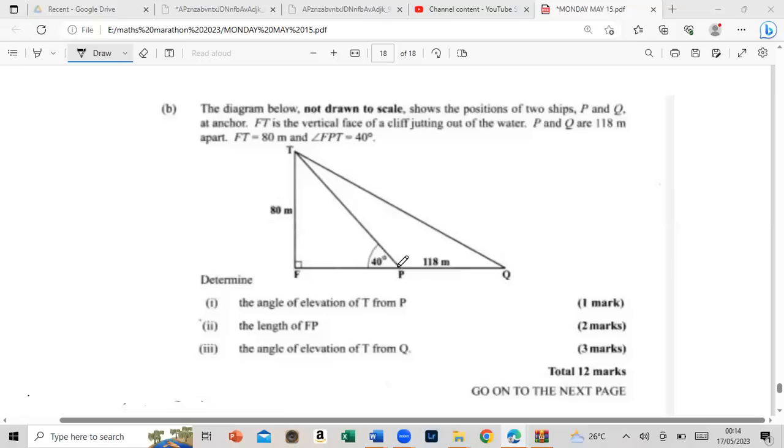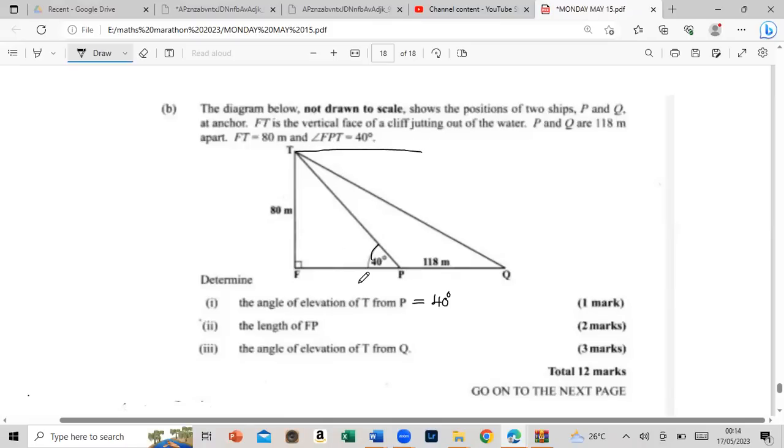So it's from P, so it's right here. That means it will be this angle. So that is actually given, so that will be 40 degrees, and it's shown right here. Every angle of elevation, you have one of these.